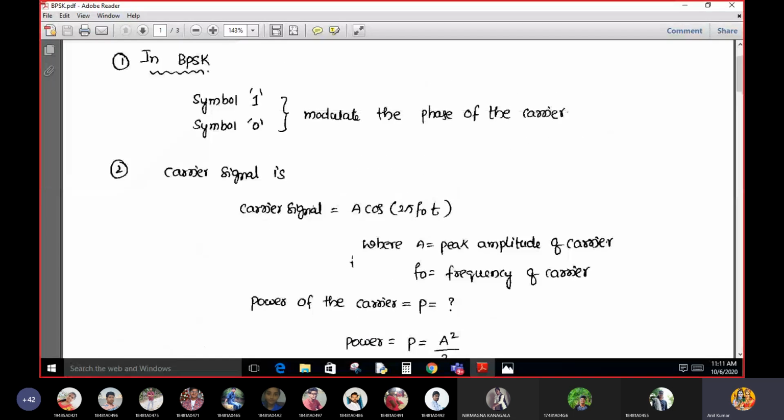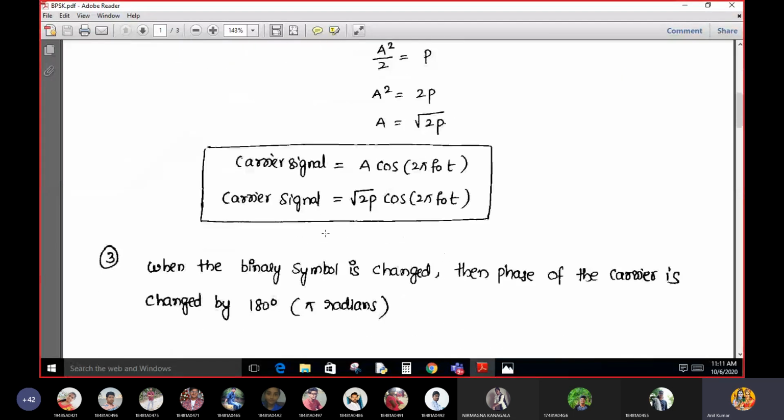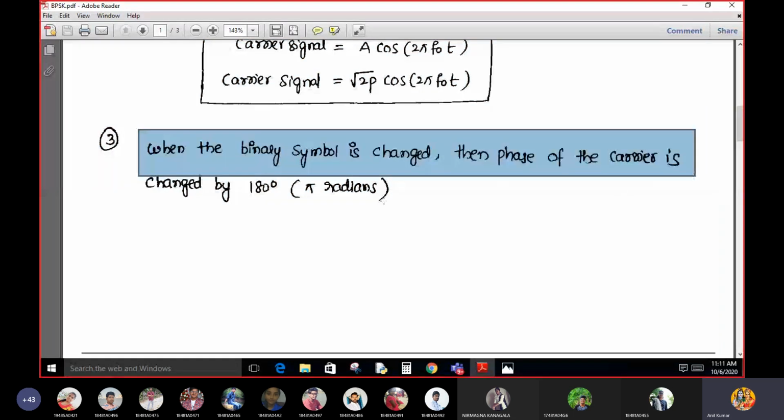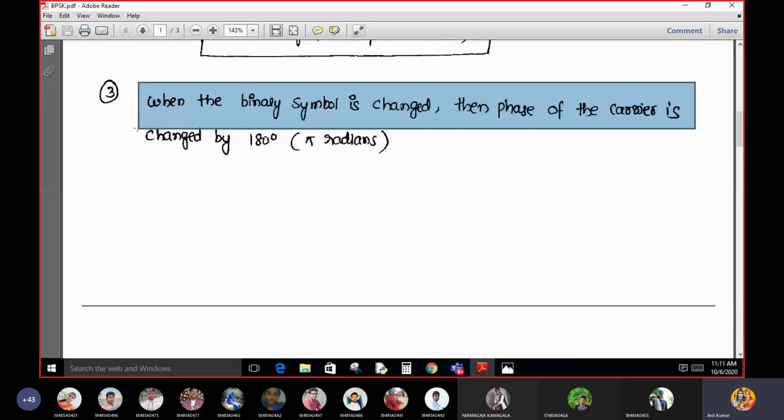Now this is the carrier signal, which is in sinusoidal form. This carrier signal will be modulated: whenever the binary signal changes, the phase of the carrier signal is also changed by 180 degrees.